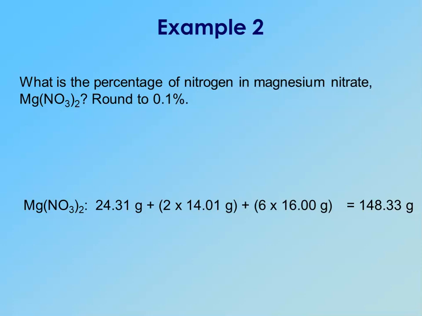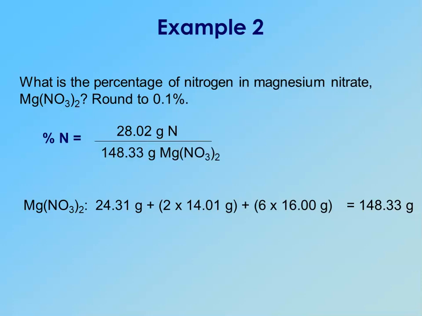To find the percentage of just nitrogen, I'm going to take the part of the molar mass that was just nitrogen, the 2 times 14.01. I'm going to put that in the numerator. So I'm getting the component that I'm wanting to look at, 28.02 grams of nitrogen. I'm going to divide it by the mass of my whole compound, 148.33 grams. And then to turn it into a percentage, I multiply it by 100.